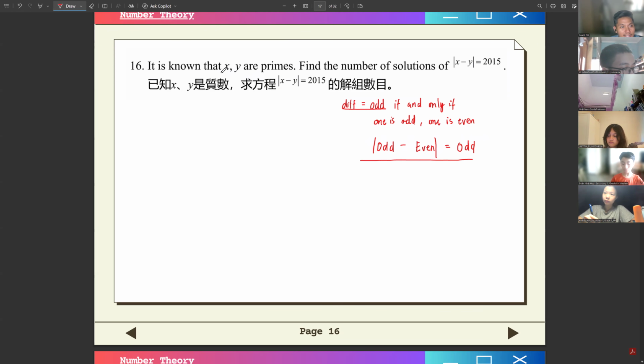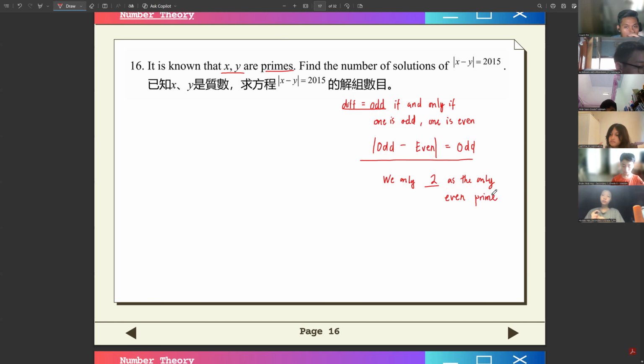So take note also, x and y are primes, and one of them should be an even number. We only have 2 as the only even prime number. There's no other even prime number. So that means either x or y, the value should be 2. So we have two cases. Case 1 is if y is equal to 2. Case 2 is if x is equal to 2, because one of them should be equal to 2.